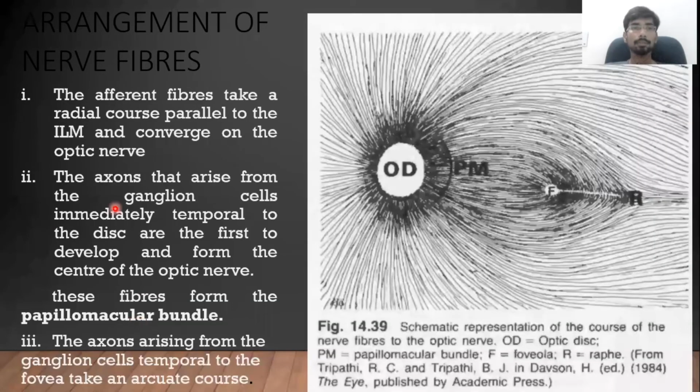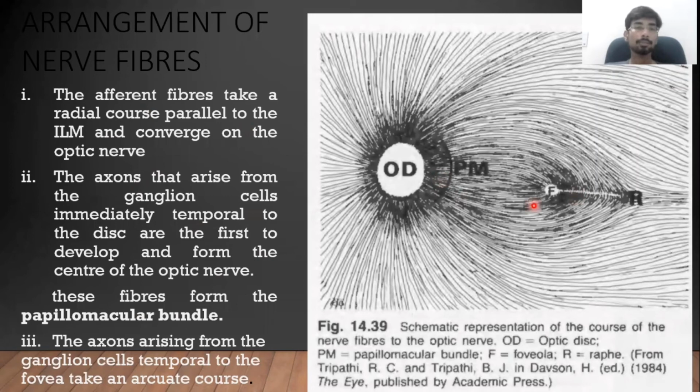Arrangement of nerve fiber layer. So afferent fibers take a radial course parallel to the internal limiting membrane and converge on the optic nerve. Axons that arise from the ganglion cells immediately temporal to the disc are the first to develop and form the center of the optic nerve. These fibers form the papillomacular bundle. So this is the papillomacular bundle.